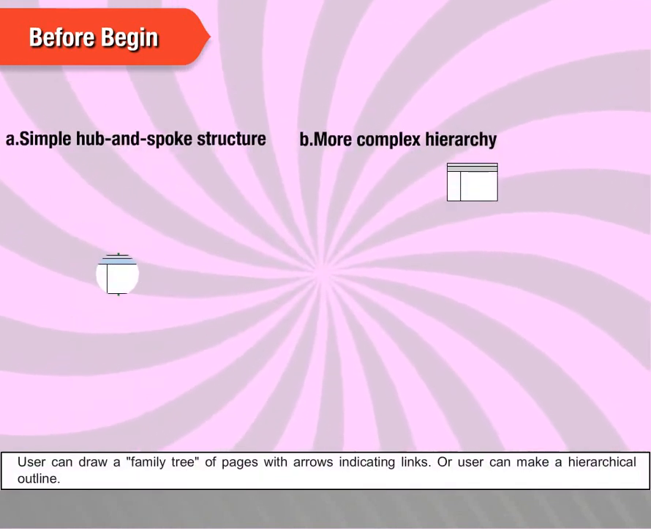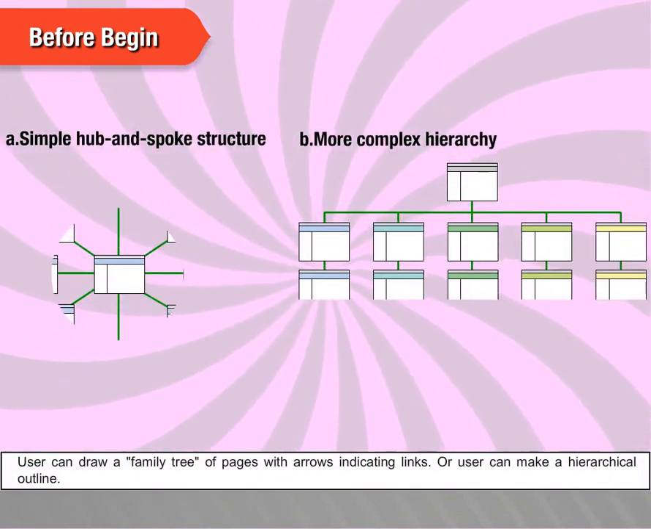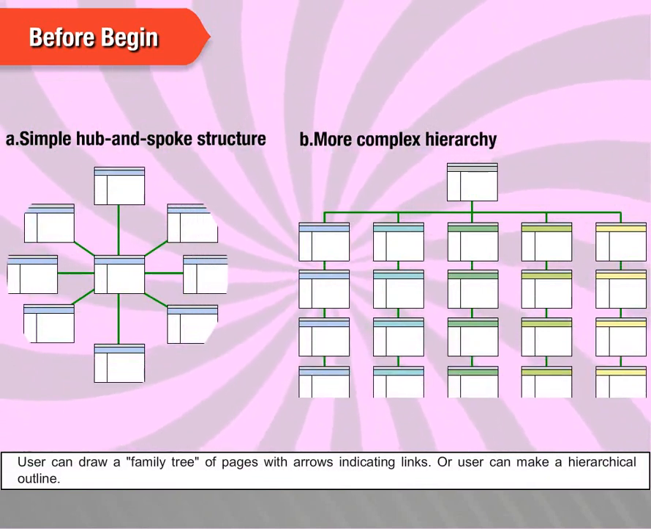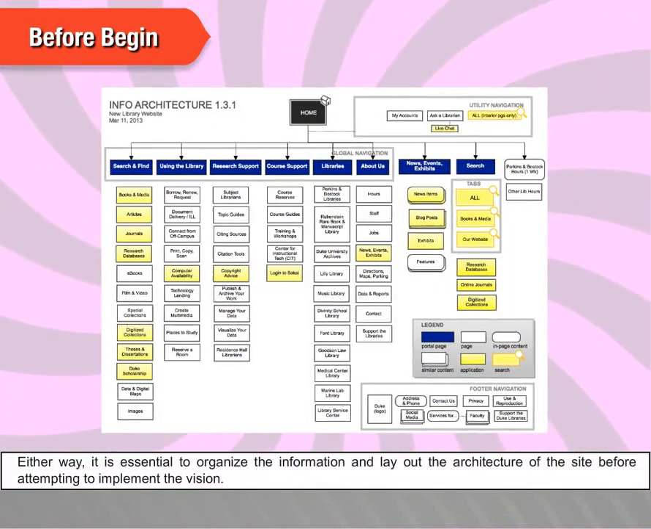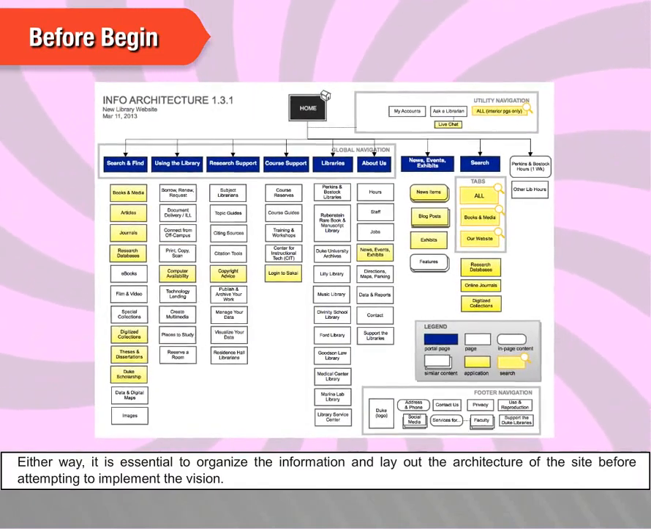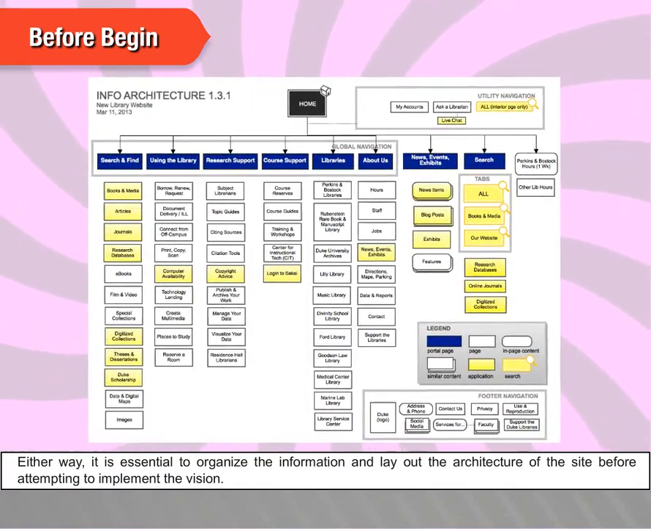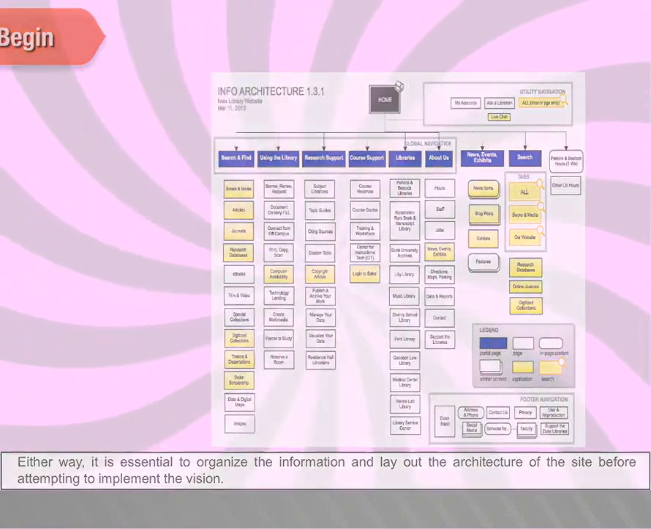Users can draw a family tree of pages with arrows indicating links, or users can make a hierarchical outline. Either way, it is essential to organize the information and lay out the architecture of the site before attempting to implement the vision. Site layout.